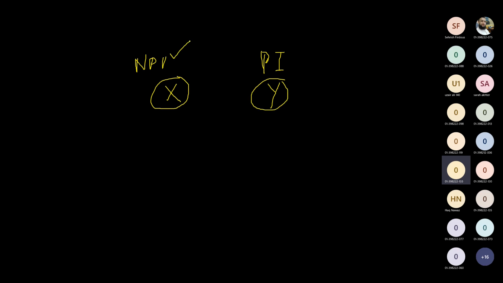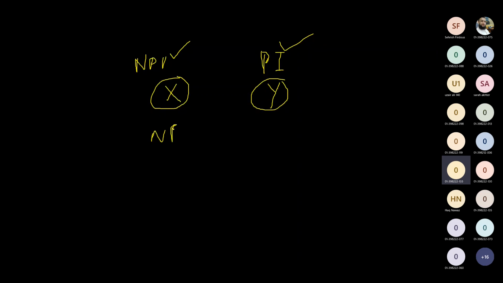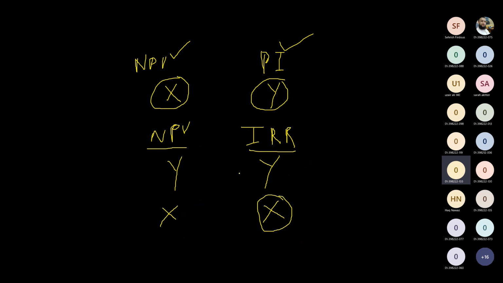So that means the recommendation of NPV was different from the recommendation of PI. Similarly, in the case of NPV and IRR, almost all of the time we get the same recommendation. If NPV is recommending Y, IRR would also recommend that Y is better. If NPV is recommending X, IRR would also recommend the same project. However, sometimes NPV may recommend Y and IRR may recommend X. Sometimes there is a difference, a conflict between the recommendations of NPV and IRR. Is it clear? Yes, sir.